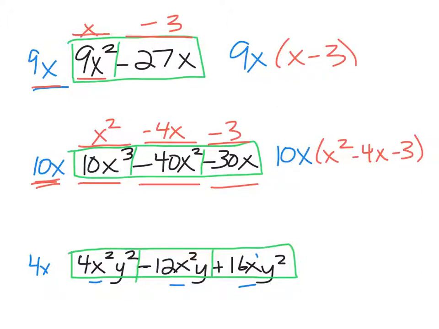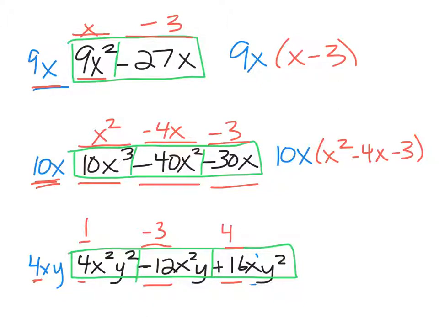Then I look at my y's to see if they all have a y. Y squared, y squared. So I can take out a y. My GCF in this one is 4xy. When you start getting more complicated, it can help to take things one at a time. So I'm going to go through and do my numbers first. So just my coefficients. What times 4 is 4? 1. What times 4 is negative 12? Negative 3. What times 4 is 16?